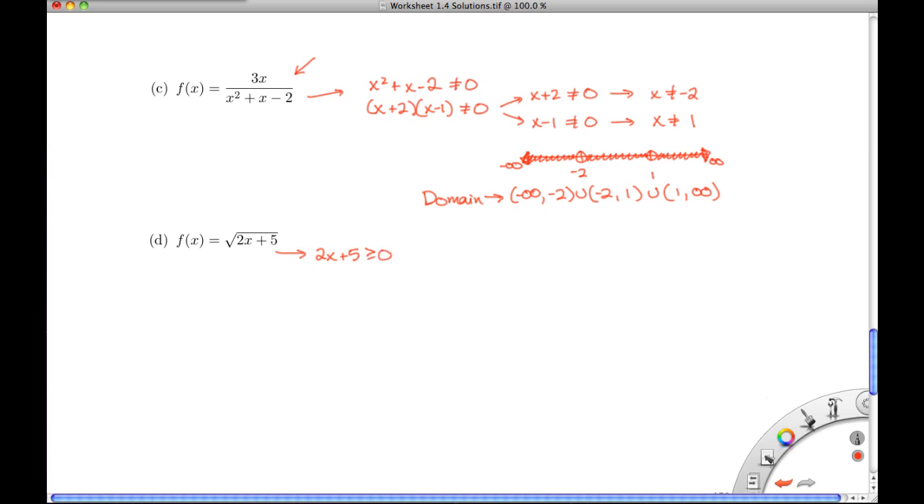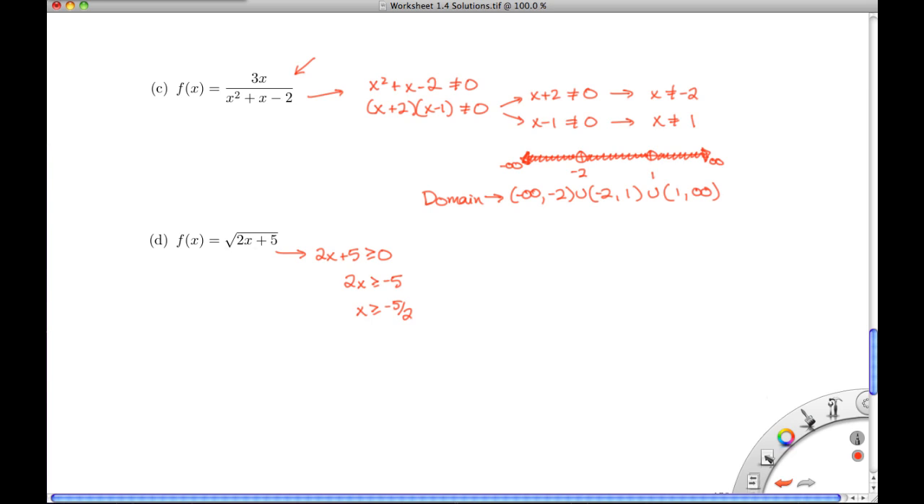And we can just solve this little inequality for x. I'm going to subtract 5 from both sides, and we'll get 2x is greater than or equal to -5. Divide both sides by 2, and we get x has to be greater than or equal to -5/2. So as long as we pick x values greater than or equal to -5/2 and plug them into our function, we don't have anything to worry about.